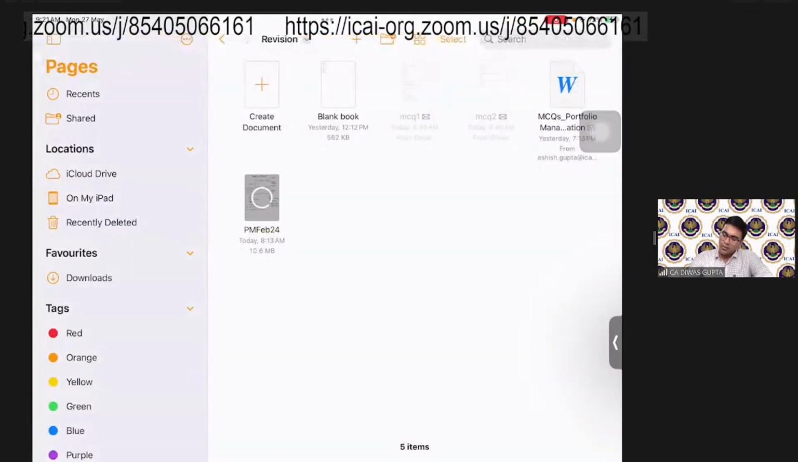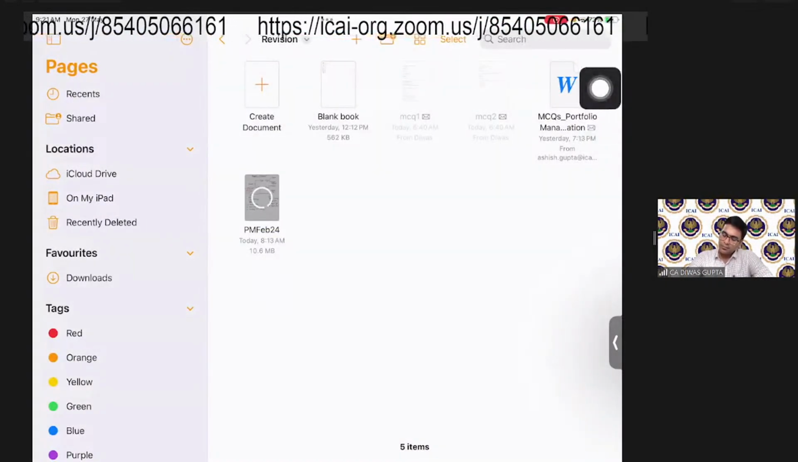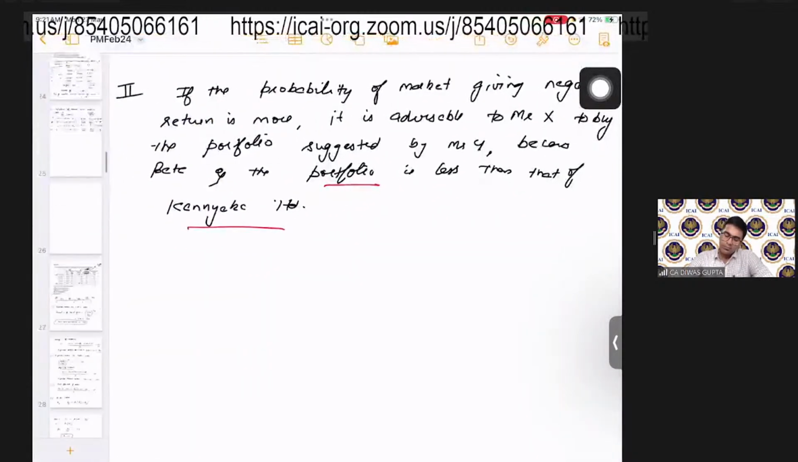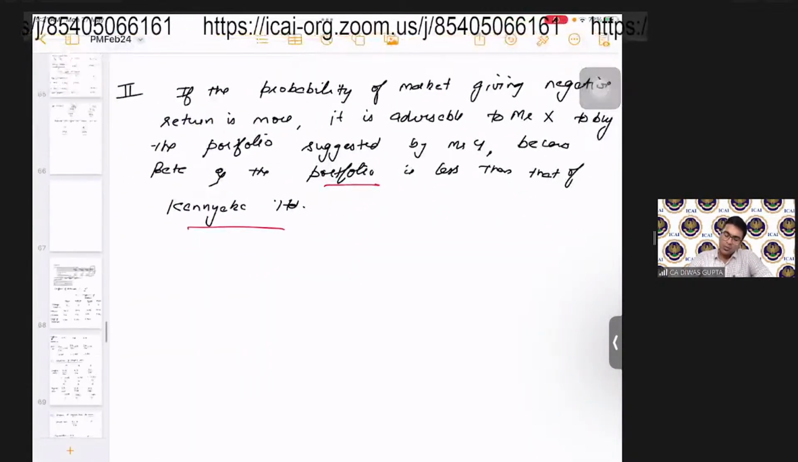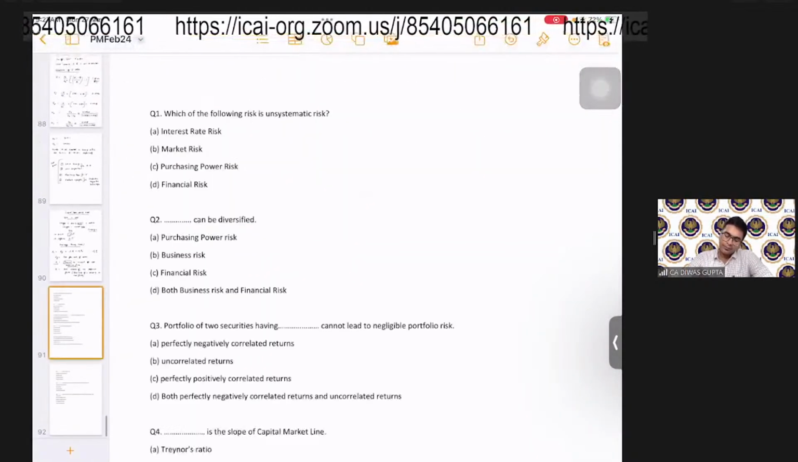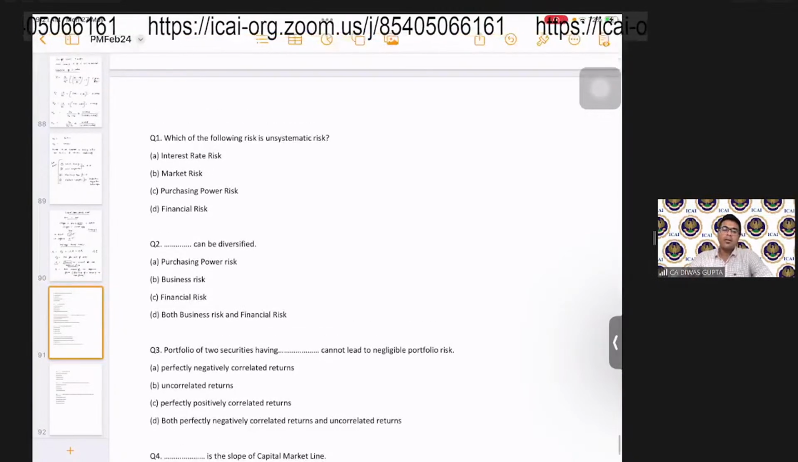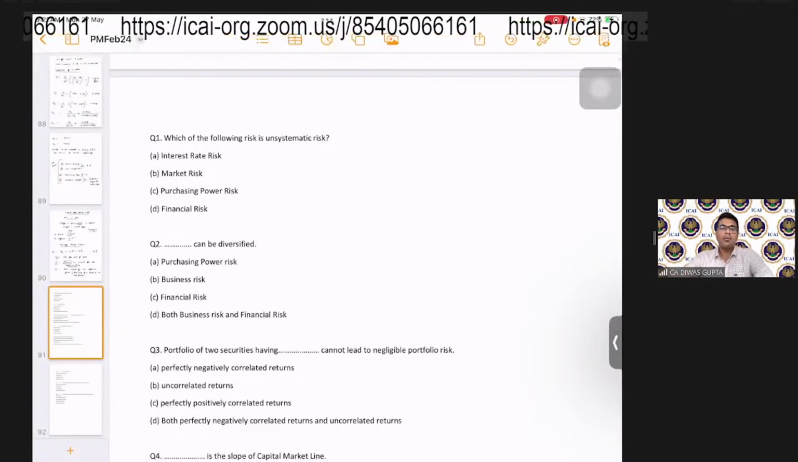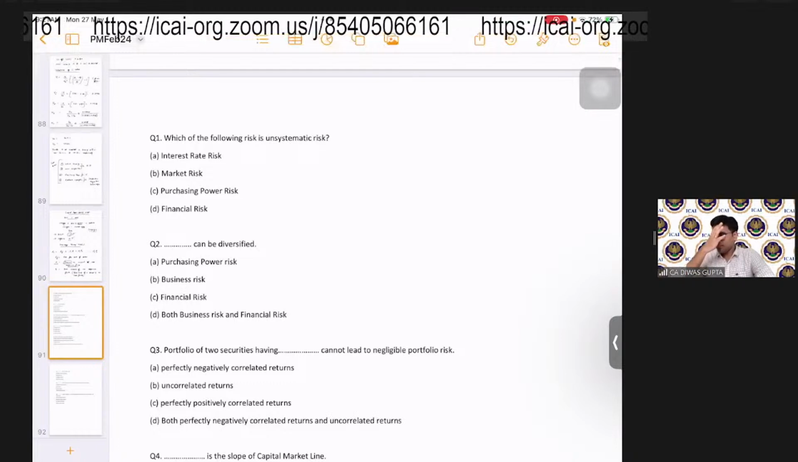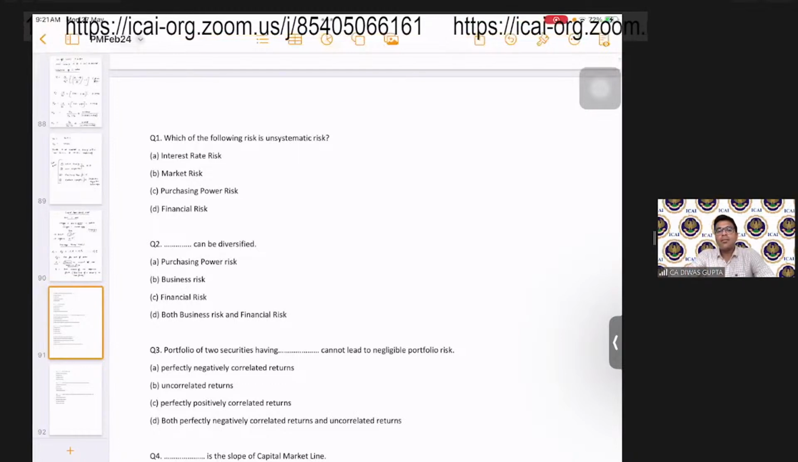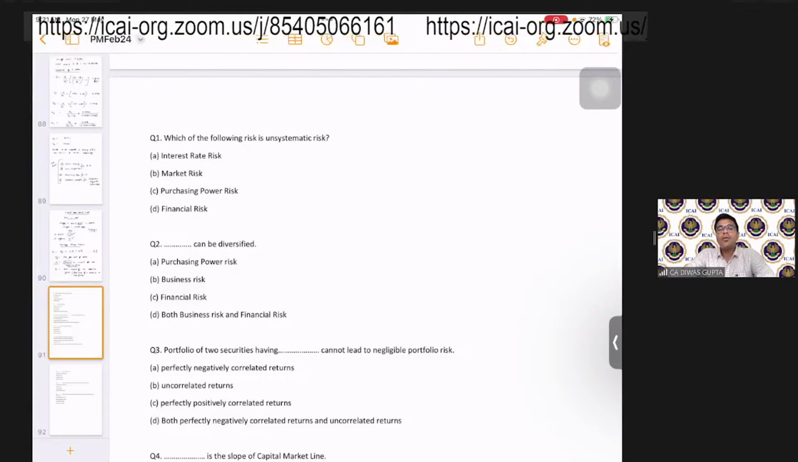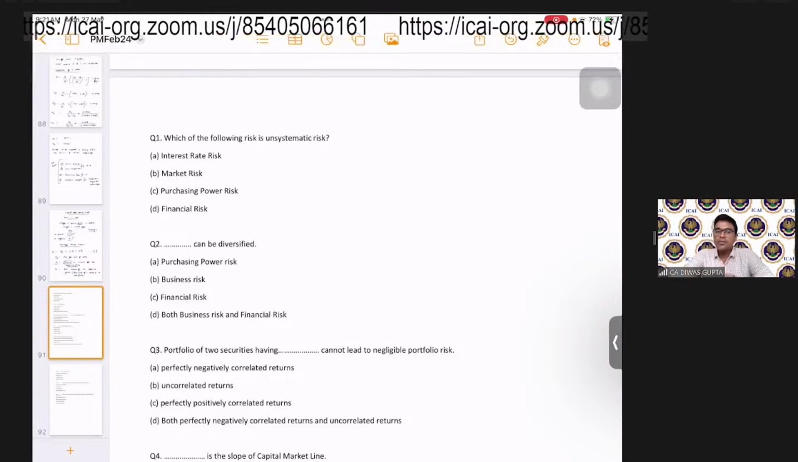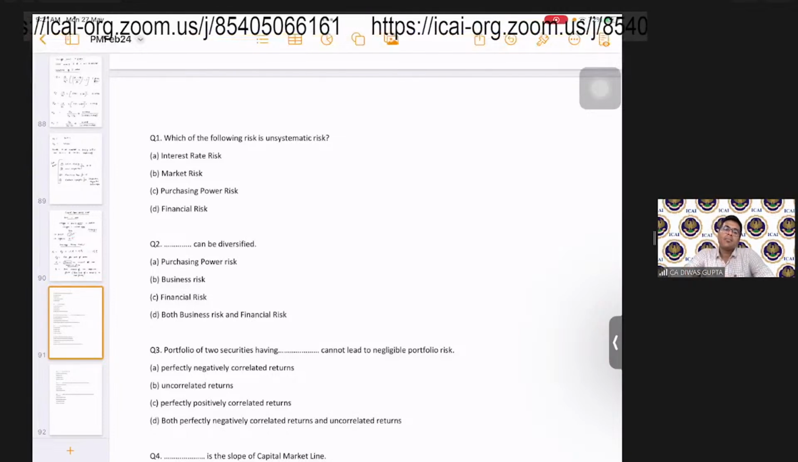Wait, let me go to the MCQs. Yes, Abrikesh, Bitcoins are also an example of blockchain technology. Okay.